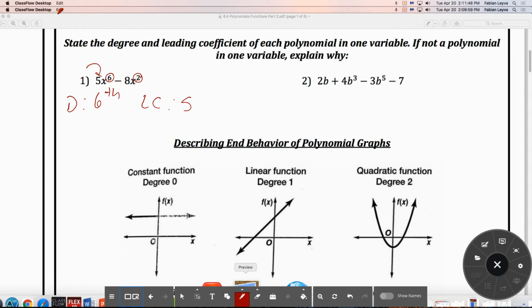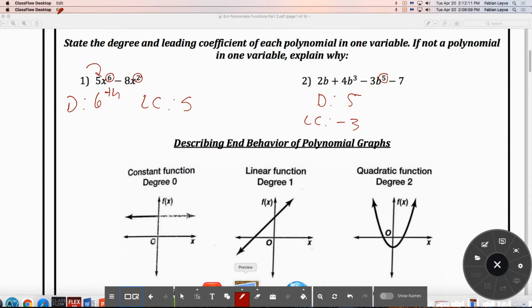Okay? So what do you guys think about this one? What would be the degree of our second polynomial? 5. Absolutely right, because notice that it is the biggest exponent of our variable. What would be our leading coefficient? 3. More specifically, negative 3, okay? Keep in mind that the sign stays the same.